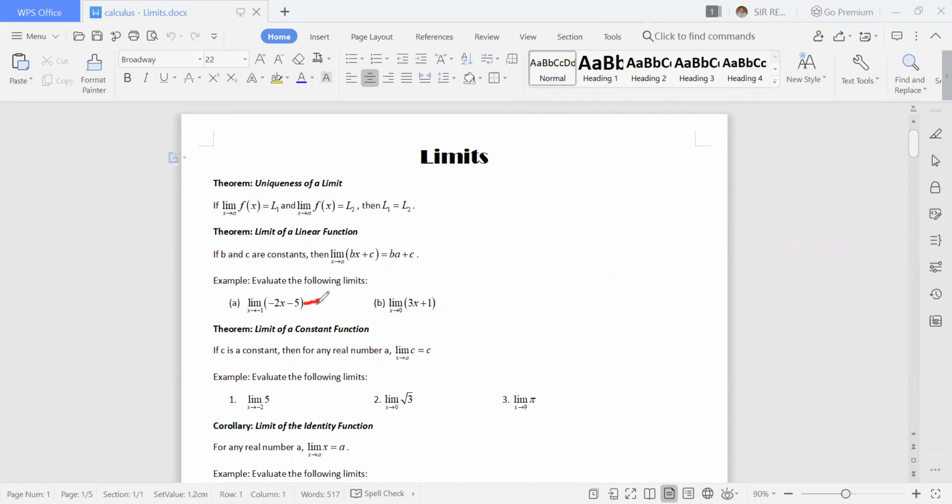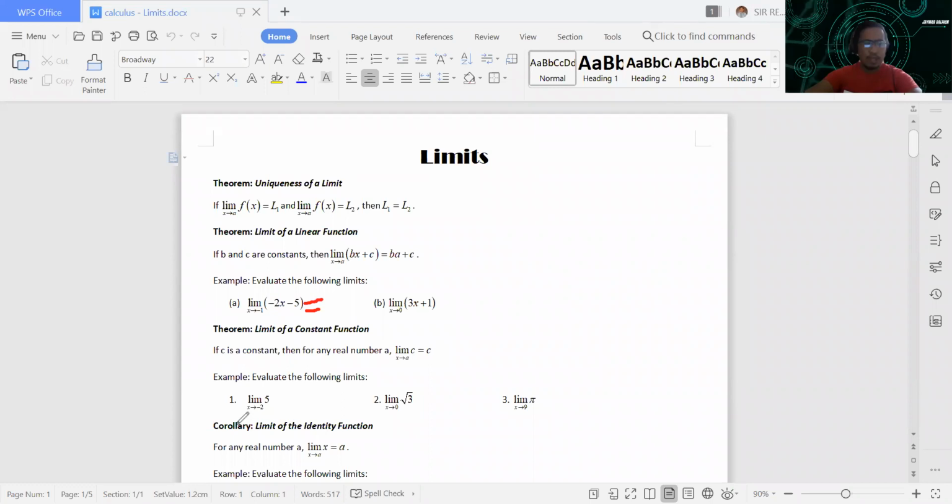So I want you to answer this one. Any suggestion? What is the answer in letter A? Anyone? Negative 3, sir. Okay, how did you get negative 3? Angelo, how did you get it? This negative 1, I substituted for x. Very good. So negative 2 times negative 1, that is positive 2, then minus 5.